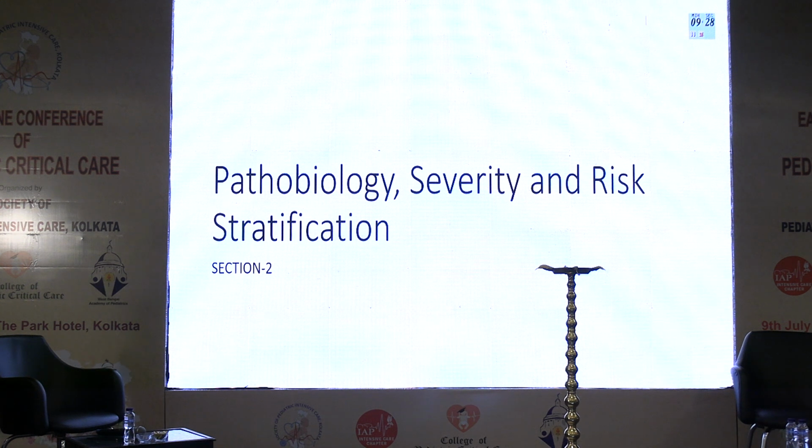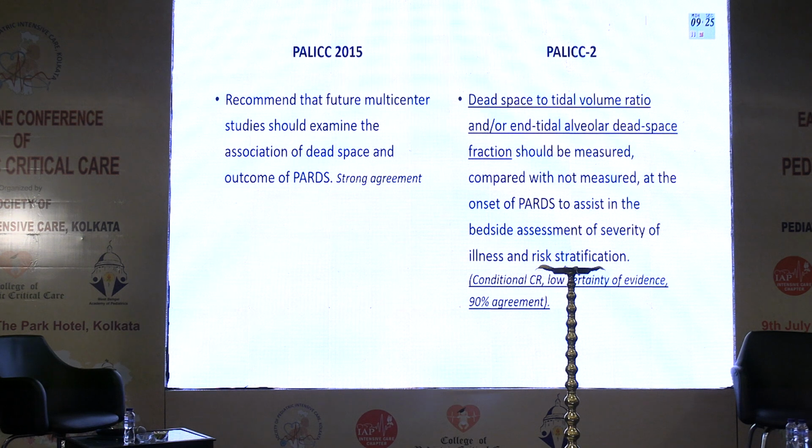Now some bit about the pathobiology, severity, and risk stratification. One thing that they have added in PALIC 2 is the monitoring of dead space ventilation. ETCO2 is available to all of us. Blood gases we are doing, so you can calculate the alveolar dead space fraction, that is PCO2 minus ETCO2 divided by PCO2. There are two ways to calculate or measure the dead space ventilation: if you have volumetric capnography or time-based capnography. Time-based is easily available, it's less costly, and almost anybody who has a multi-parameter monitor can have time-based capnography.